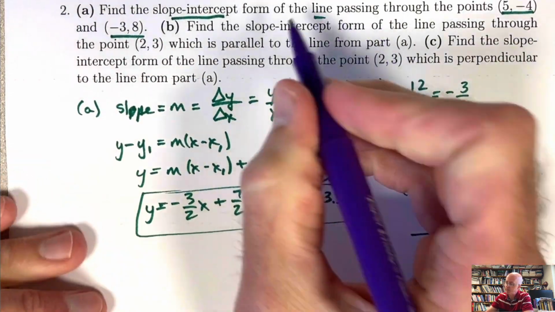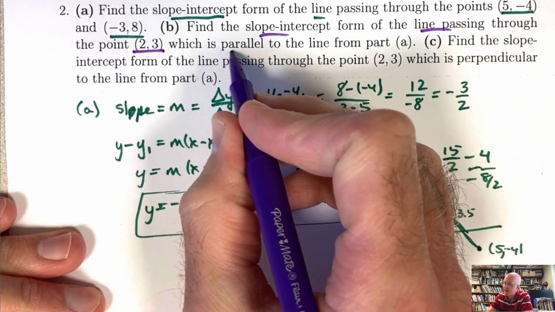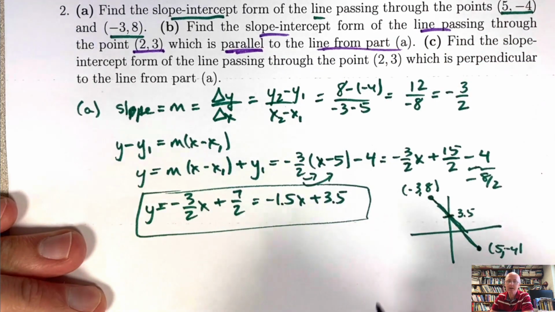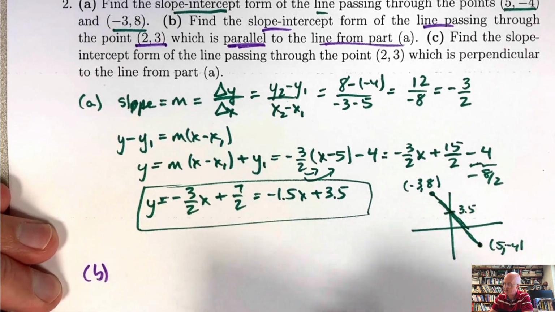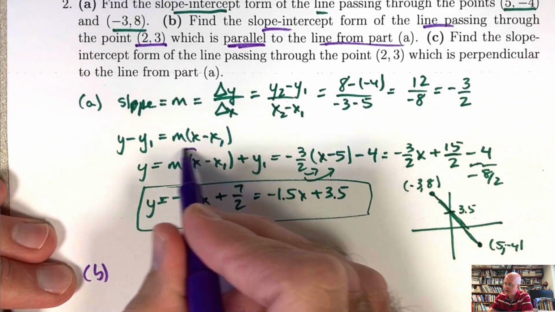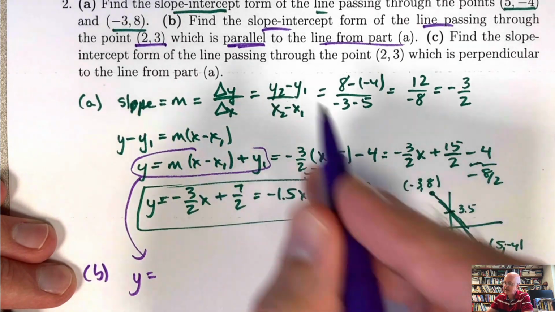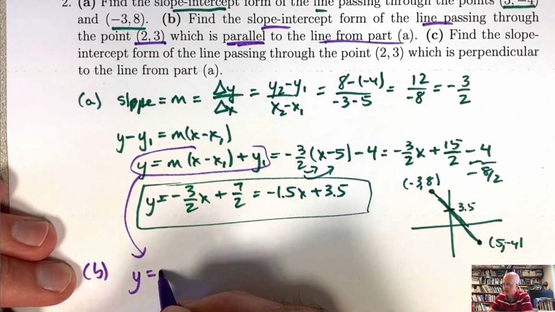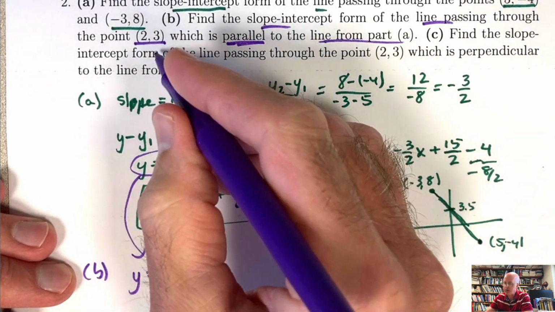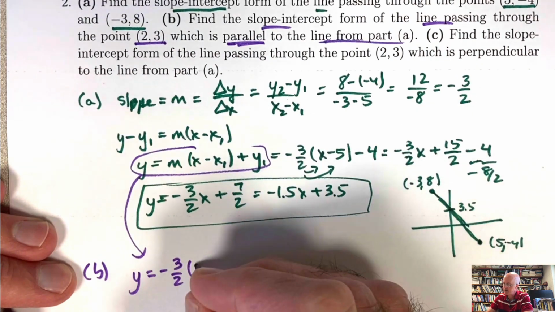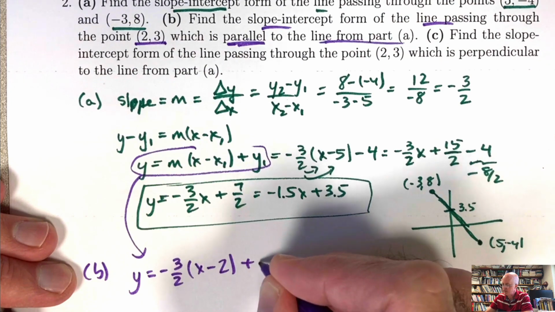Find the slope-intercept form of the line passing through the point (2, 3), which is parallel to the line from part A. Parallel, it's going to have the same slope, -3/2, -1.5. Go ahead and right away use this form of the equation of the line. In this case, for part B, the same slope, -3/2, but now a different point, the point (2, 3). That's going to now play the role of x1, y1. So we get x minus 2, and then y1 would be 3 there.